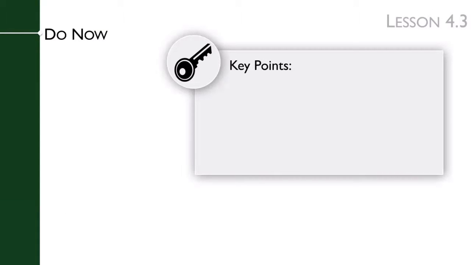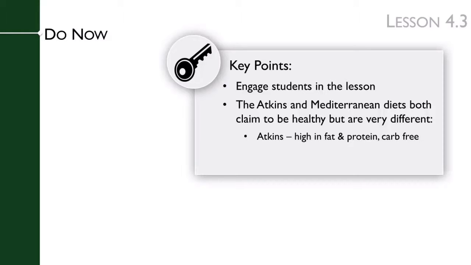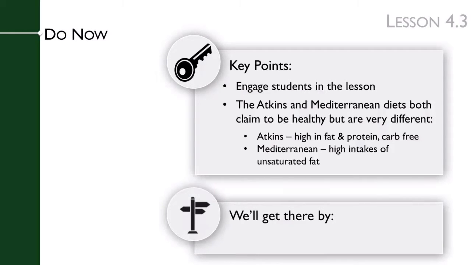The key points of this lesson's do now are to engage students in the lesson by asking them to brainstorm diets that they have heard of, and that the Atkins and the Mediterranean diet both claim to be healthy but are very different diets. The Atkins is high in all fat, high in protein, and carbohydrate-free, whereas the Mediterranean diet has a focus on high intakes of unsaturated fat. We'll get there by having a brief Socratic discussion with the students.